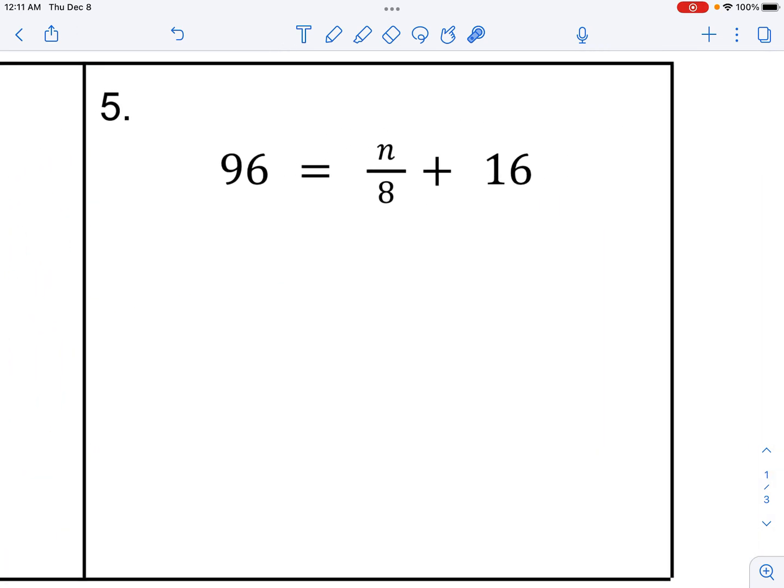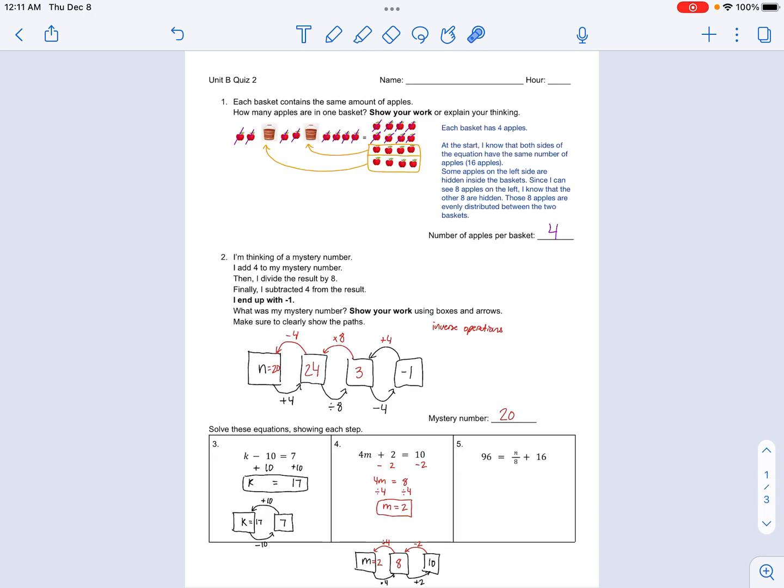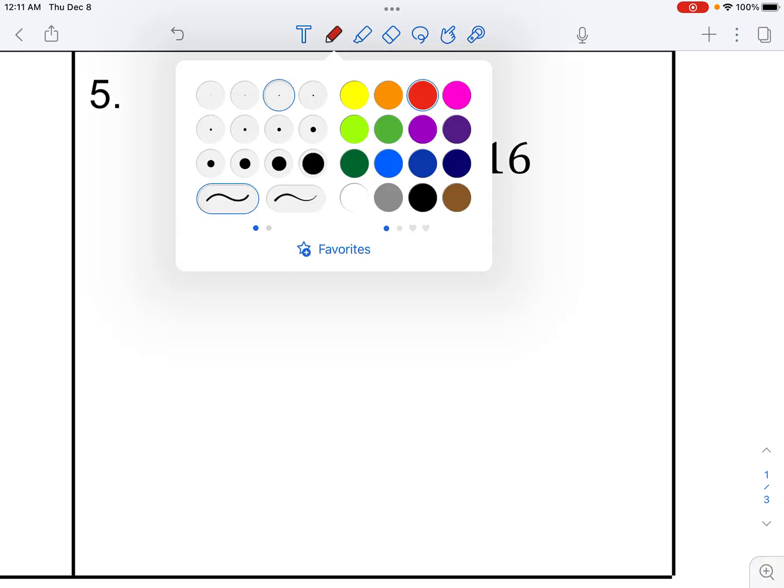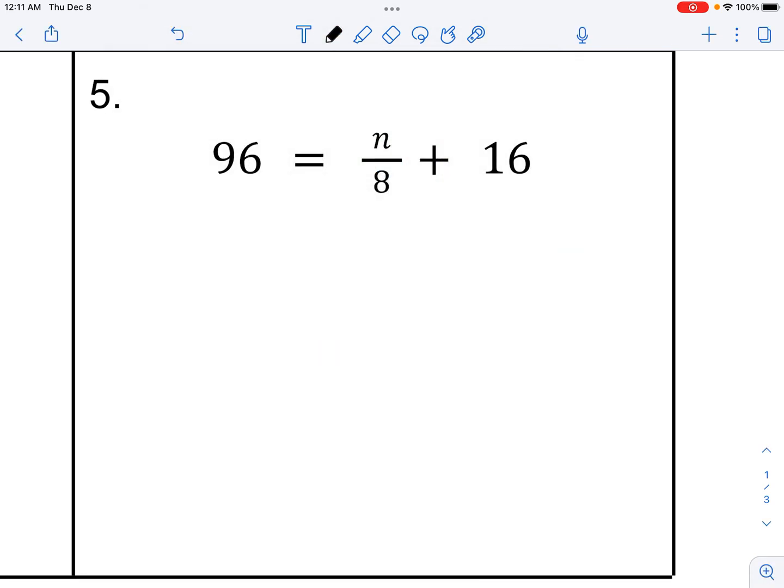And finally this one. Let's think about what happened to our variable n. First, it got divided by 8. This was a big problem for people. They thought this was multiplication or subtraction. This is division, it's a fraction. And second, it got added to 16, or 16 got added to that result. And we ended up with 96.